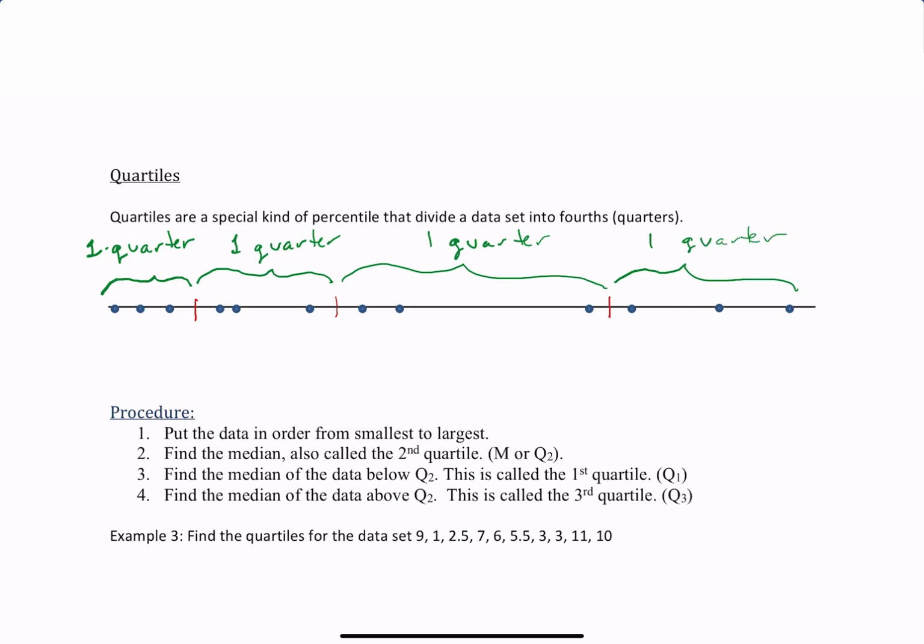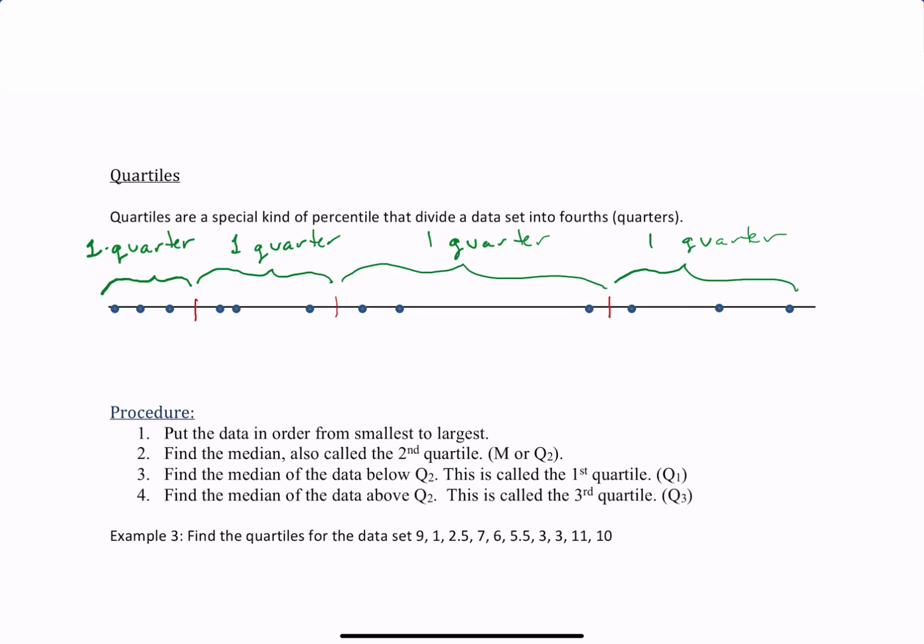Notice that these intervals are not necessarily the same length. So we're not saying that we're taking this whole range of the data set and dividing it up into fourths that way. No, we're dividing it up into equally numbered groups of data points.